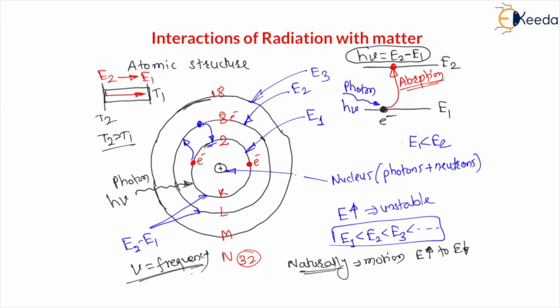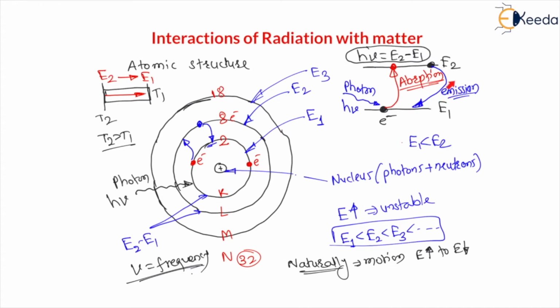And if the reverse takes place, that means whenever any electron moves from a higher energy level to a lower energy level, then the process is called emission. This absorption and emission is called transition here, right?